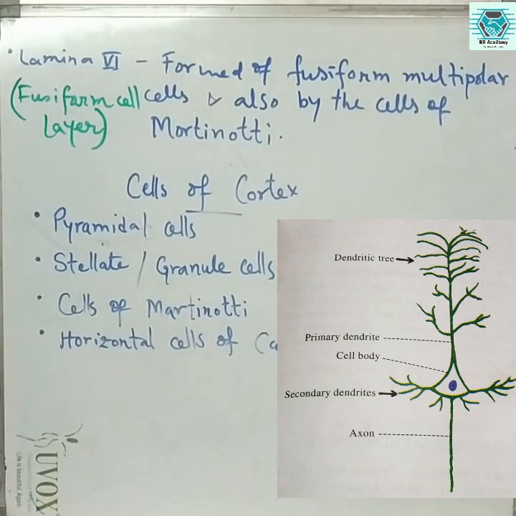The axons of the pyramidal cells come out from the inner side of the cell body and give off a large number of collaterals. These axons connect the other parts of the same hemisphere, the other hemisphere, and the subcortical structures.